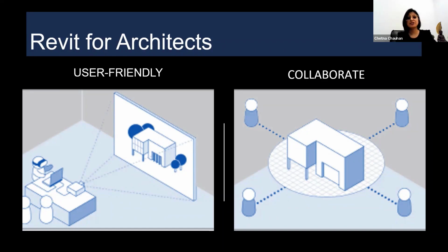Another amazing feature that I love about Revit, and which is actually missing in a lot of other BIM-enabled tools, is its ability to collaborate. It comes in a format where 6 to 7 people in a team can work on the same 3D model at the same time. Different teams can collaborate. They can work on different aspects of the project at the same time.